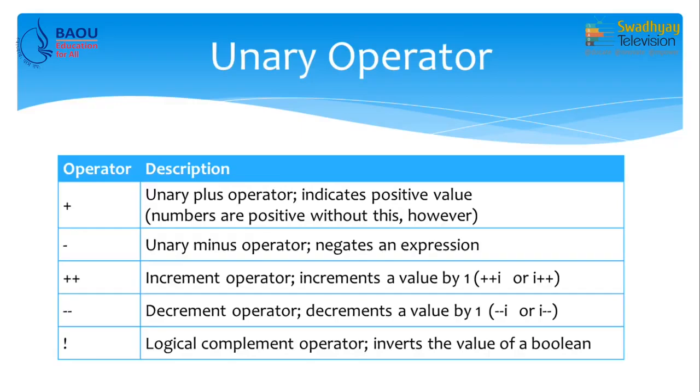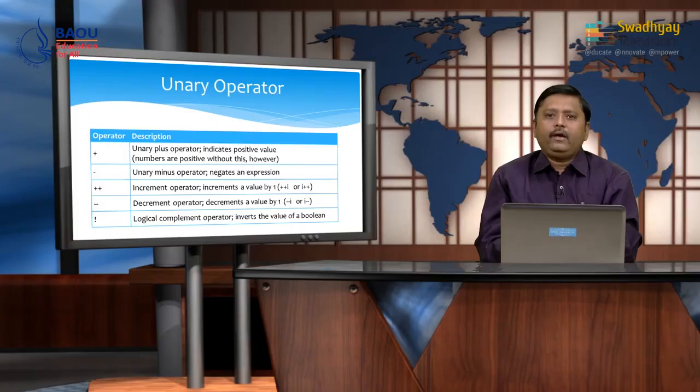For example, if I write not, in brackets, a greater than b, suppose a is greater than b, then it returns true. So, not will convert this into false, and if a is not greater than b, then it returns false. So, not will convert it into true. So, this is used to negate a logical expression.